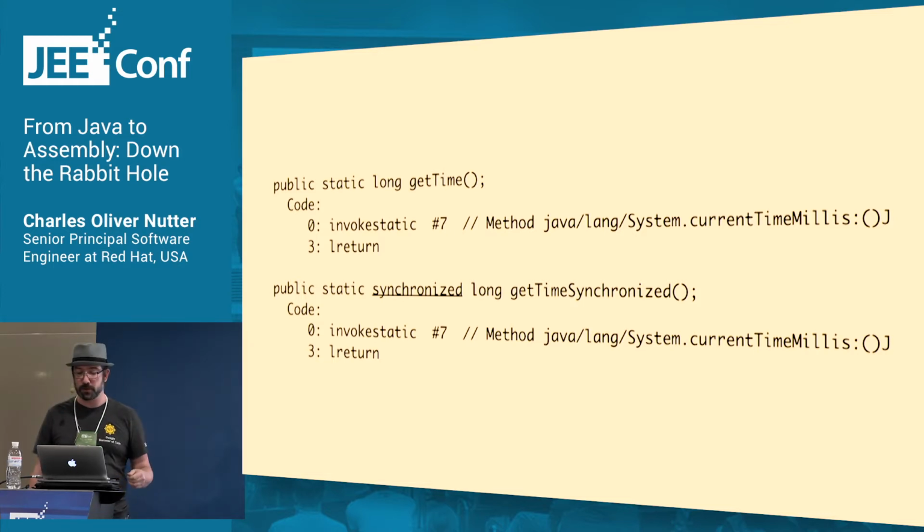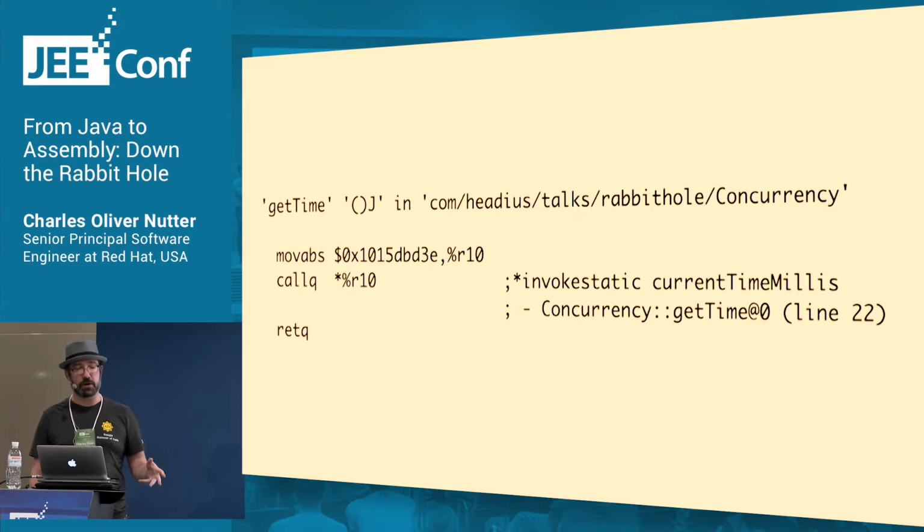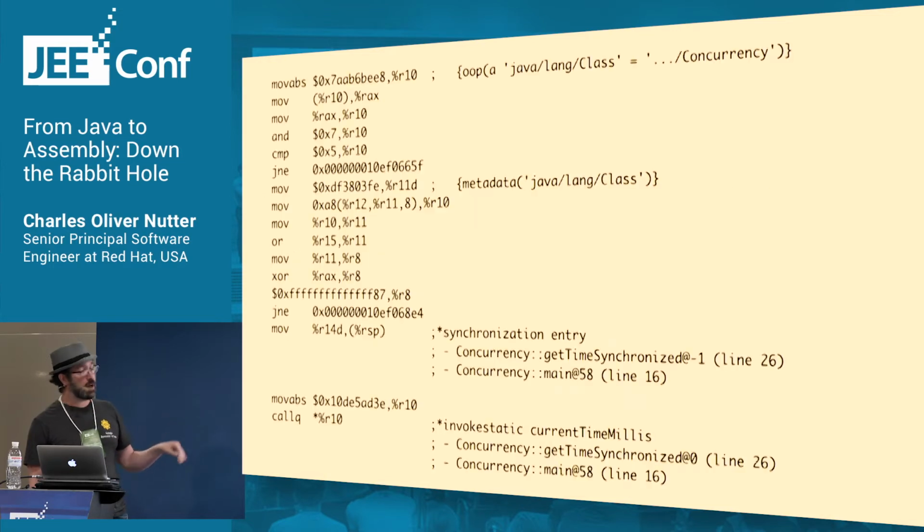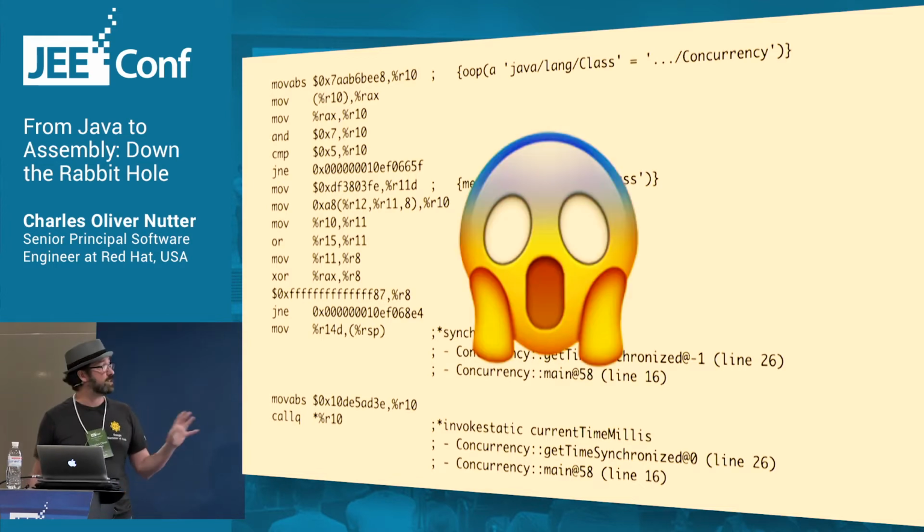logic. If we look at this at the native level, here is our unsynchronized version. As you'd expect, fairly simple. It moves the system class into a register and then invokes currentTimeMillis and returns. No locking logic, not a lot of extra noise here. Now, what about the locking stuff? Now we get some interesting code. Now we start to understand the overhead of locking. And this starts to look pretty scary if you see this in your assembly and you're trying to understand it.